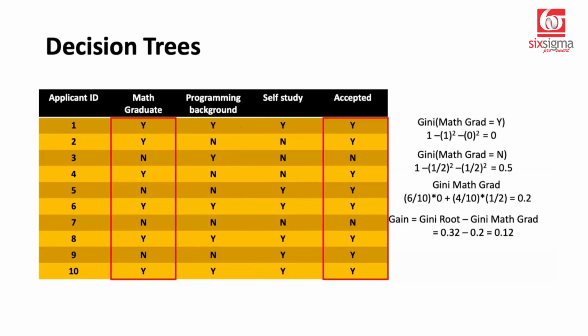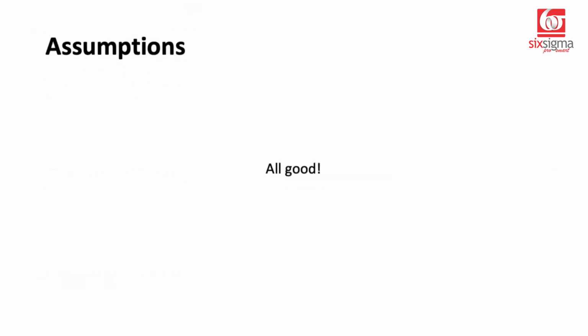We might have created a tree based on larger data. Right now, we are talking about just these 10 observations, just for illustration purposes. Now, moving on to the assumptions related to decision trees. The slide is quite clean. It says all good. And remember, in the beginning, I said decision trees are also the favorite of the people who practice analytics or data science.